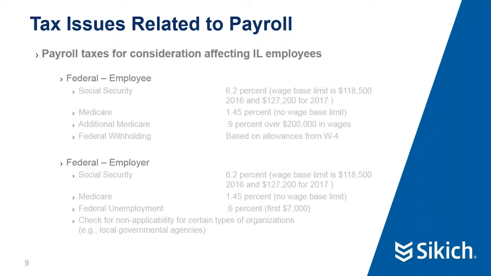The wage-based limit for 2016 was $118,500. That has been increased. Those limits were announced a couple of weeks ago for 2017. It is increased to $127,200.